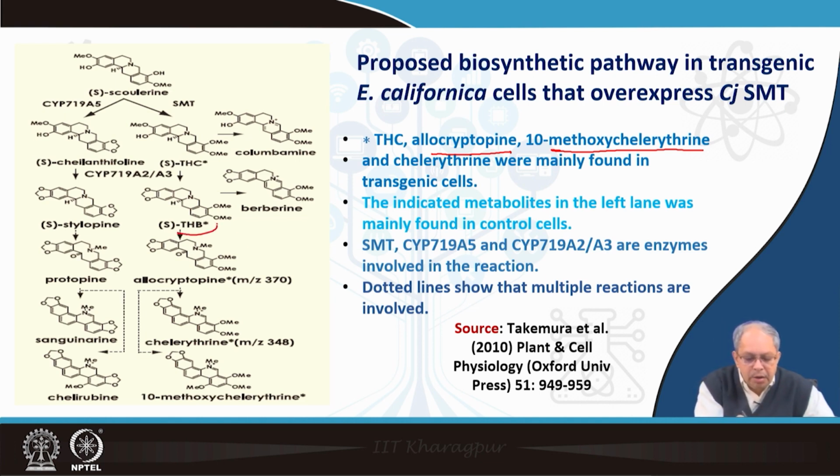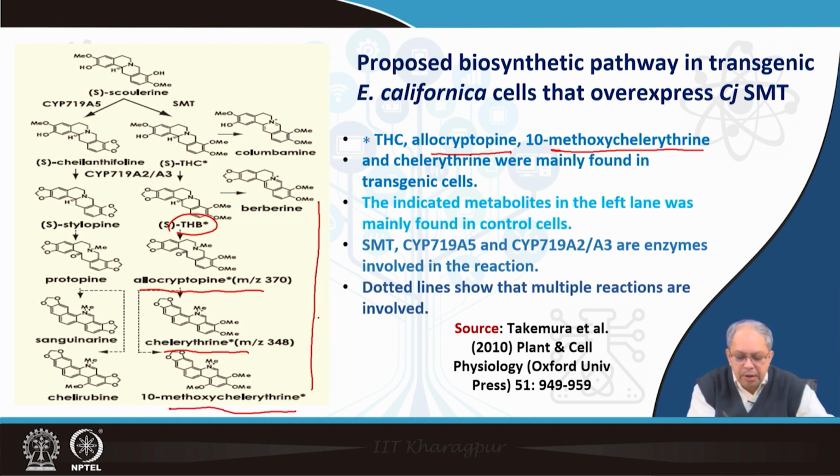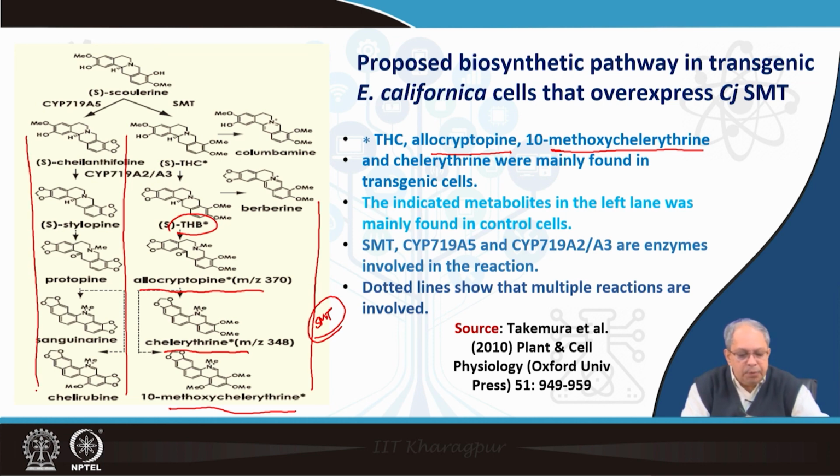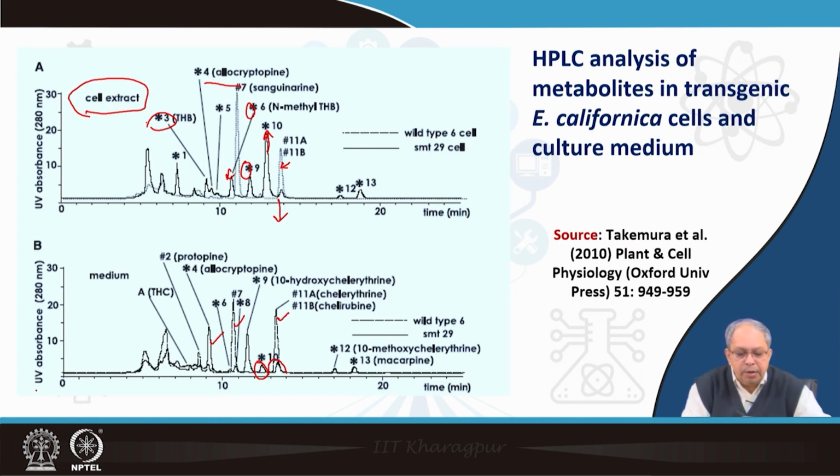That means, this one, this one, this one, this one, all these they found in the transgenic cells where Coptis SMT is overexpressed. Okay. And this route is basically the control wild type plants. So, what has been found, that when these compounds are producing in higher amounts, it also affected the wild type compounds.